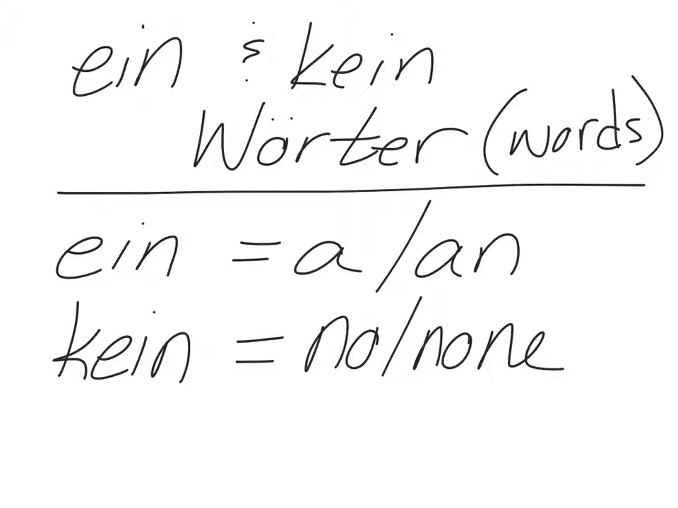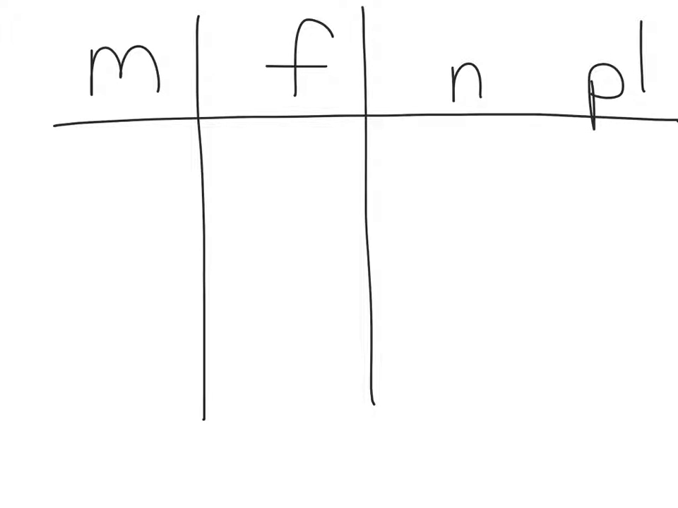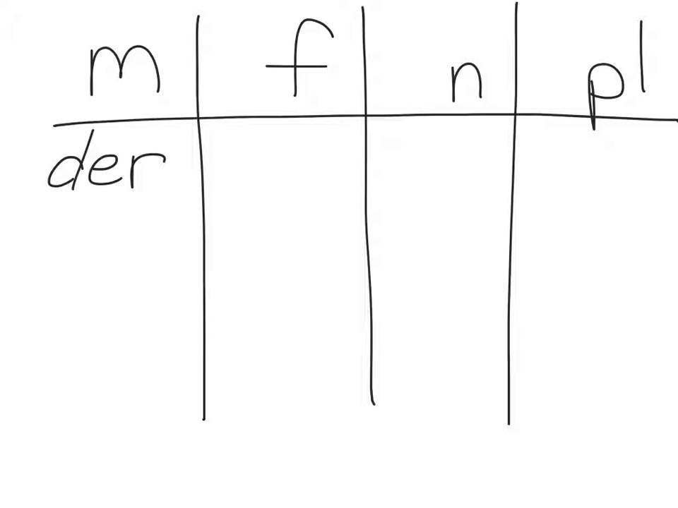Okay, so we're going to put together a little chart. Masculine, feminine, neuter, plural. This is what our chart's going to look like. First, let's do the der, die, das words so that you make sure you're on the right track. Which word do you use if it's masculine? Der. What about feminine? Die. What about neuter? Das. What does it mean to be neuter?